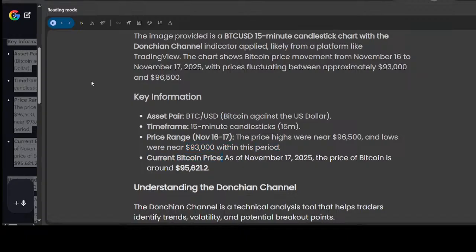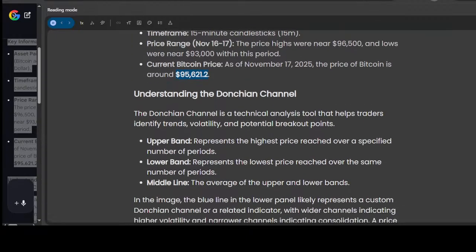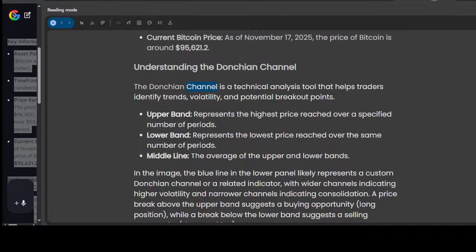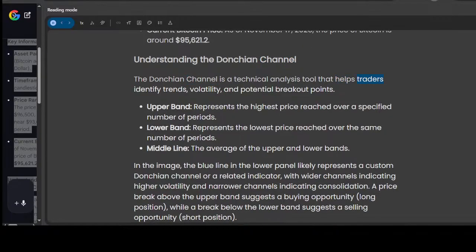Current Bitcoin price. As of November 17, 2025, the price of Bitcoin is around $95,621.20. Understanding the Donchian Channel. The Donchian Channel is a technical analysis tool that helps traders identify trends, volatility, and potential breakout points. Upper band represents the highest price reached over a specified number of periods. Lower band represents the lowest price reached over the same number of periods. Middle line, the average of the upper and lower bands.